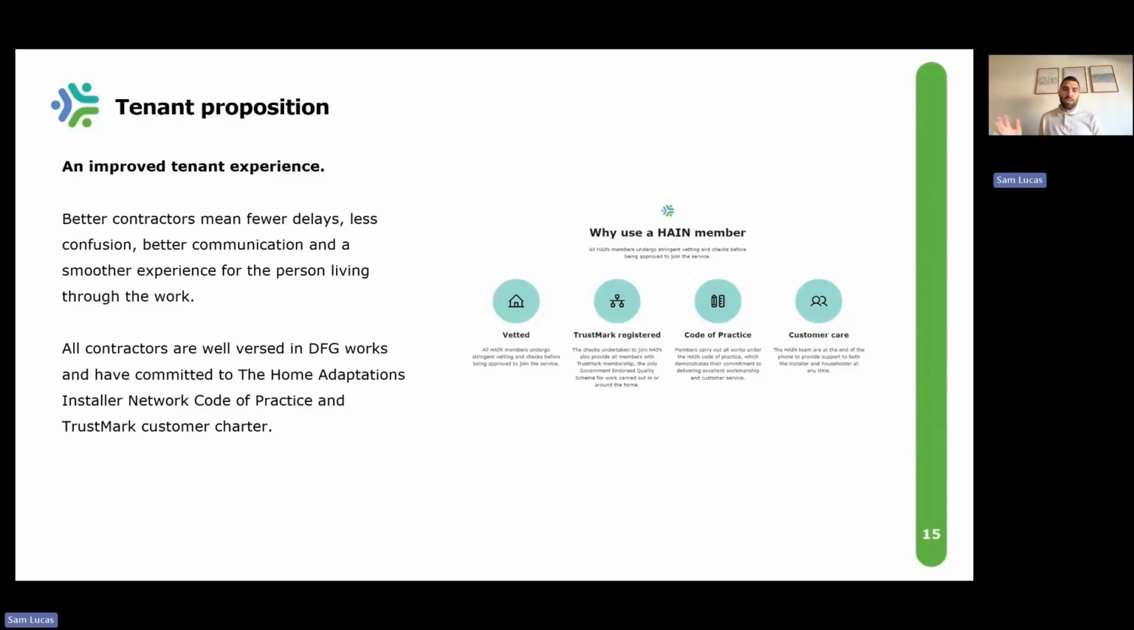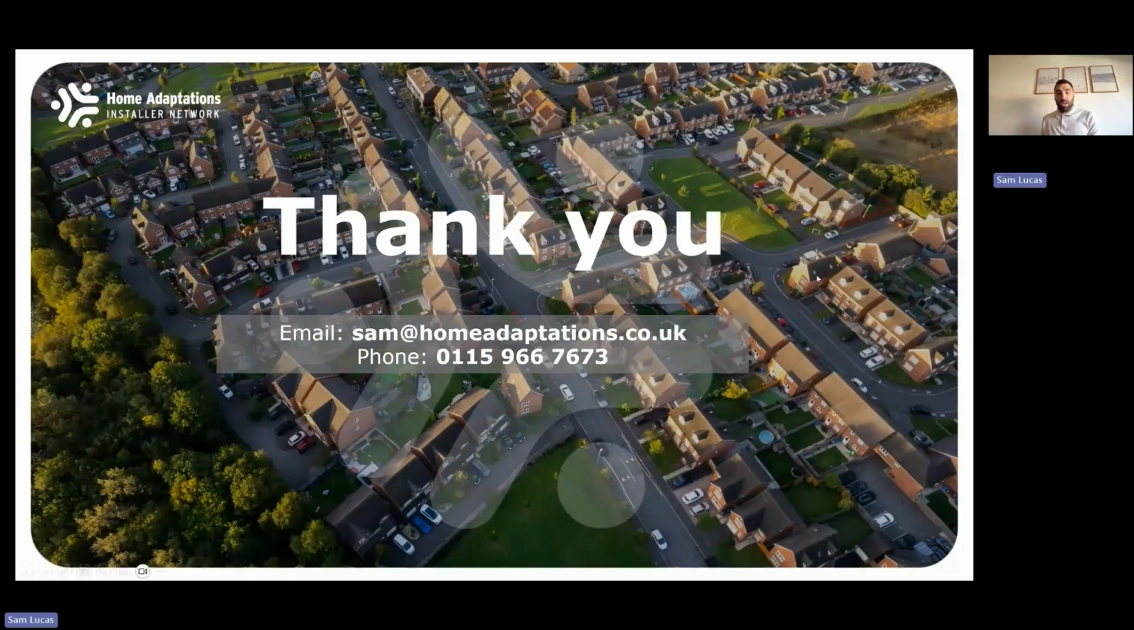And as we said, all the contractors are well versed in DFG works and have committed to the Home Adaptations Installer Network Code of Practice and the Trustmark Customer Charter. So they're really aligned to what they need to deliver for both yourselves and the tenants. So that's a very quick intro into Home Adaptations Installer Network.